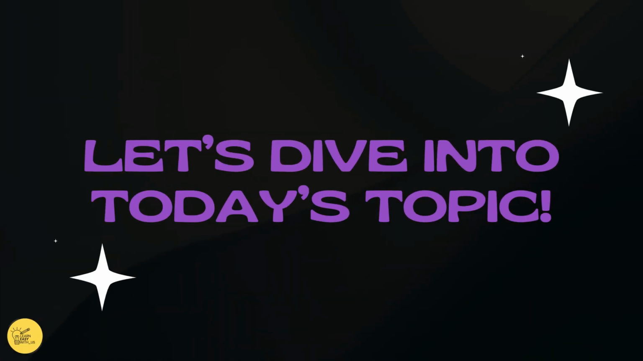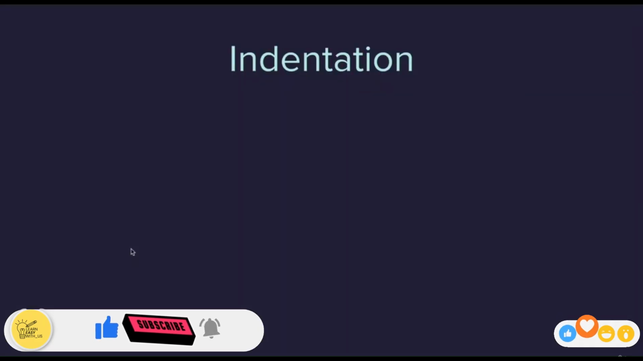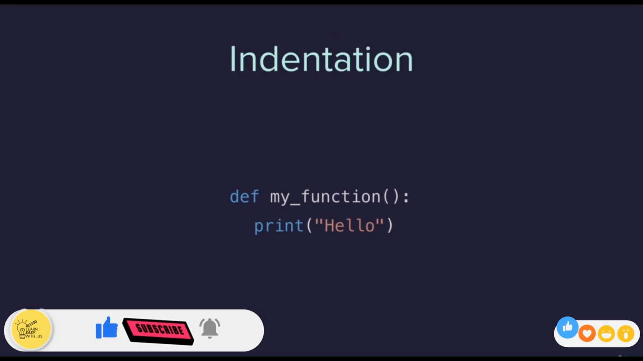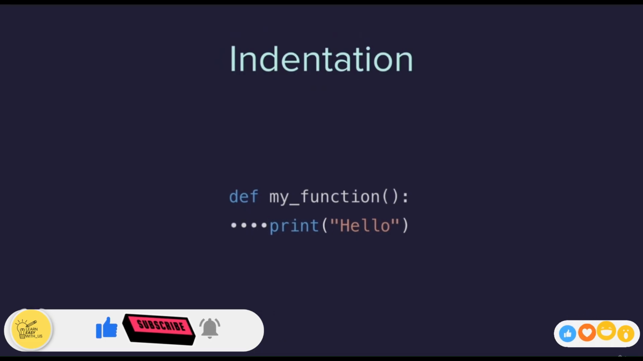Ready? Let's dive into today's topic. In previous lessons, I've already mentioned how important it is in Python to be aware of your indentation. So we know that when we create a function like this, every line that comes after this definition that is indented is going to be inside this function. So by indented, I mean it's shifted to the right by 4 spaces, like this.